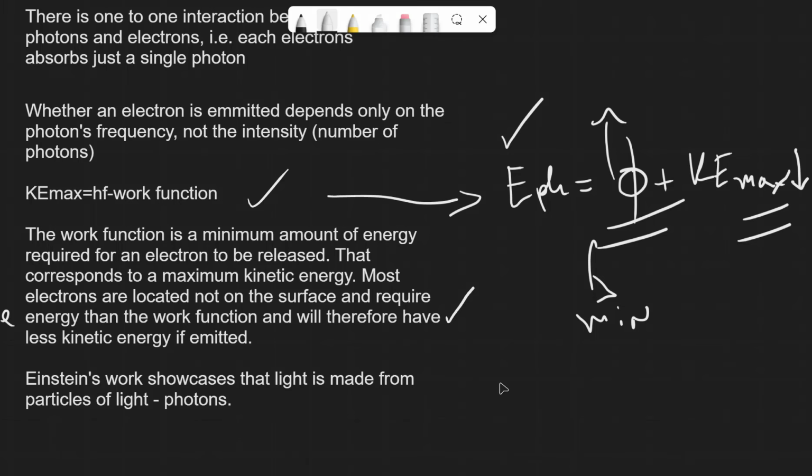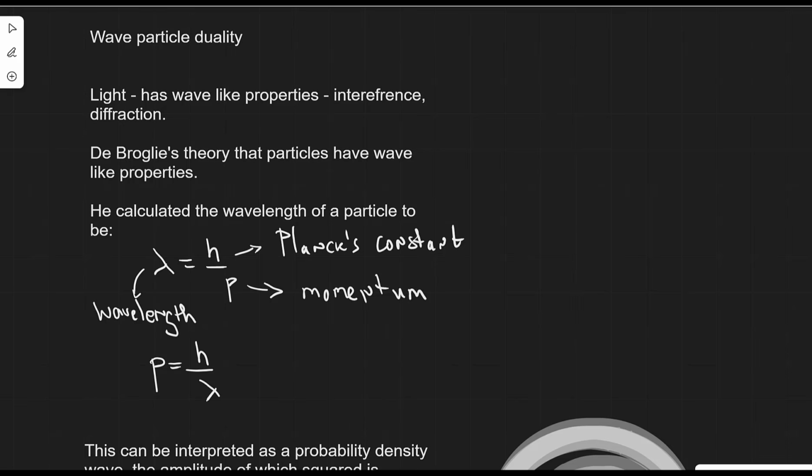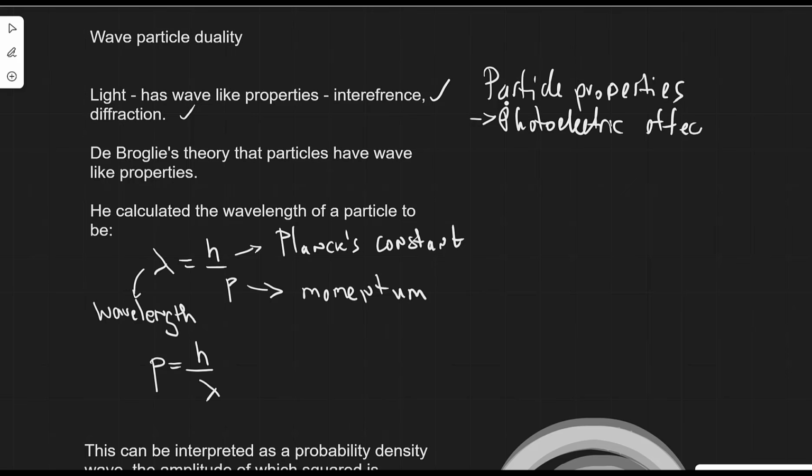Overall though, Einstein's work was of fundamental importance. It won him the Nobel Prize and it showcased that light is made of particles of light, quanta of light, and began the birth of quantum mechanics. Okay, now light has some wave-like properties such as interference and diffraction. But light also has some particle properties, or experiments that prove that essentially it's a particle in nature, and that is the photoelectric effect.